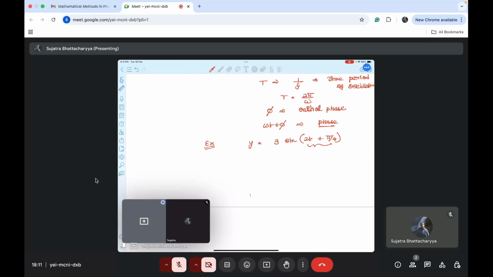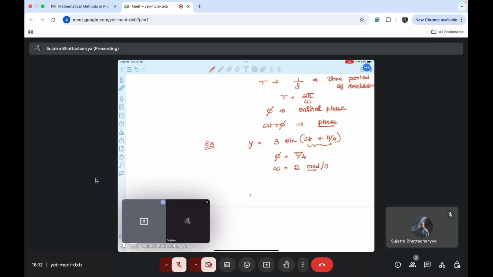Of course, it depends on the time. And the initial phase is pi by 4. And this is 2 times t. T is the time, and this will be the omega, the angular frequency, which is equal to 2, and its unit is radians per second. Because it is angular, that's why its unit is radians per second.